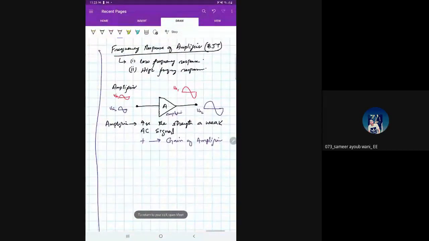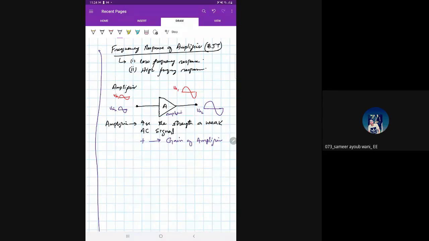So what I was saying is that we have discussed frequency response in our previous lecture. We discussed that an amplifier would behave differently for different frequencies. For low frequencies, an amplifier would behave differently, and for high frequency signals, it would behave in a different fashion. This gives rise to the discussion of the low frequency response and the high frequency response of an amplifier. Before we go for the frequency response of an amplifier, let me first tell you some basic terms about amplifiers.